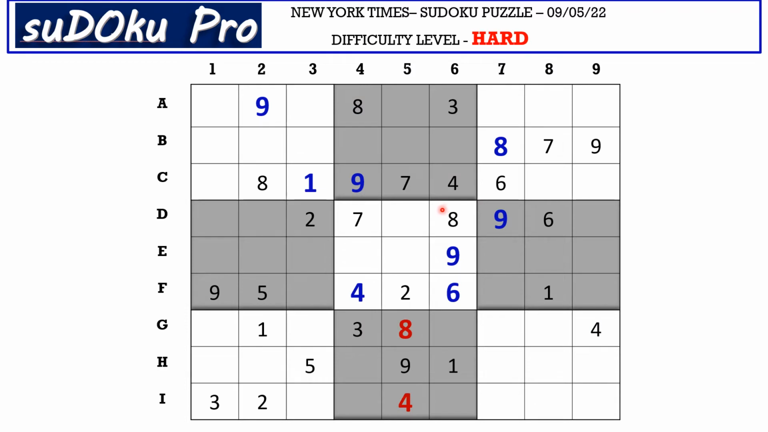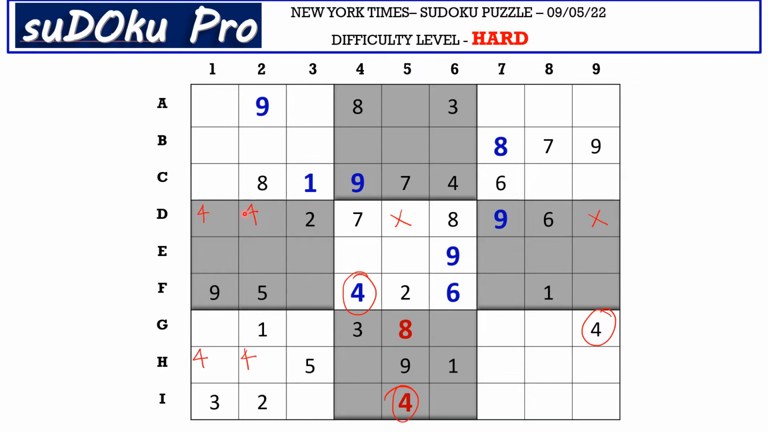There is an interesting observation here. If you analyze D row, there is a 4 here in this block which blocks 4 in this cell. Similarly, you have a 4 here in column 9 which blocks 4 in this cell. So in D row, 4 goes in one of these two cells. Similarly, here you have a 4 here in G row and a 4 here in I row which blocks these two rows. So 4 goes here in one of these two cells in H row.